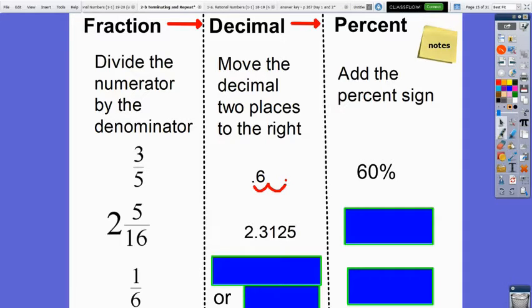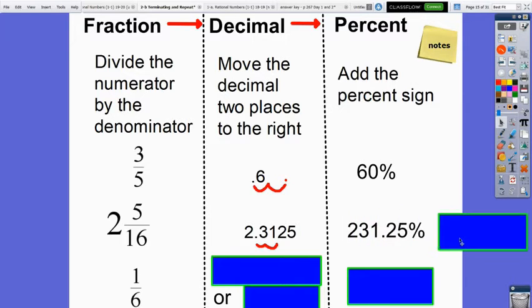Again, to convert this to percent, move the decimal point 2 places to the right. And realize that because this is more than one whole, that means that your percent is going to be more than 100%. So it's 231.25%. Do not round these off unless you are given directions to do that. Of course, as soon as I say that, in the next problem I'm going to have you round it off. Okay, 1 divided by 6.